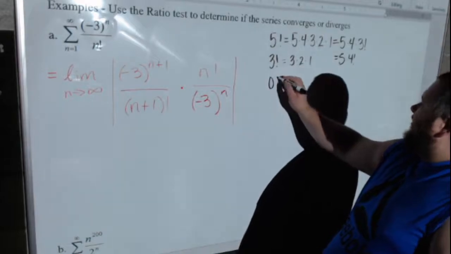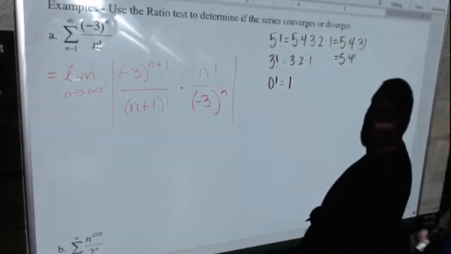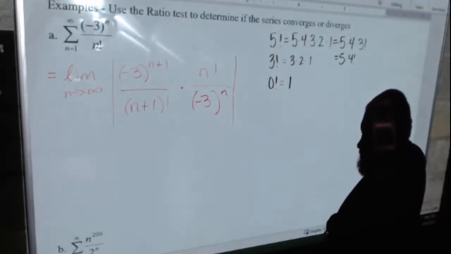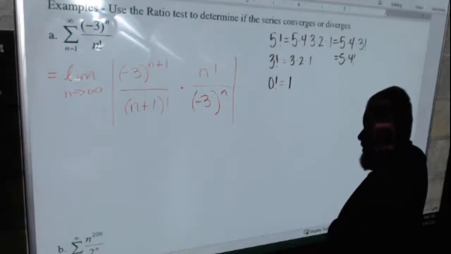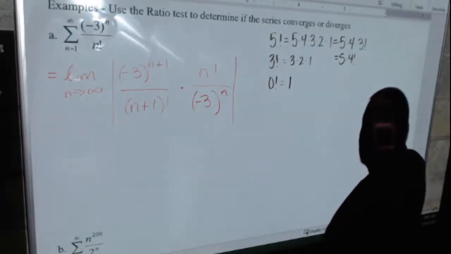Another strange thing about factorials is 0 factorial is actually equal to 1. That's by definition. I don't remember the proof off the top of my head. You can look that up if you're really interested.